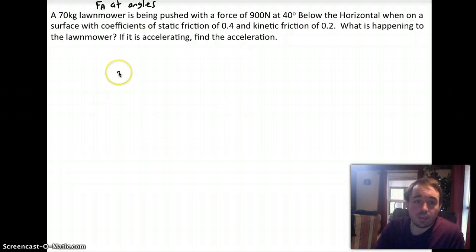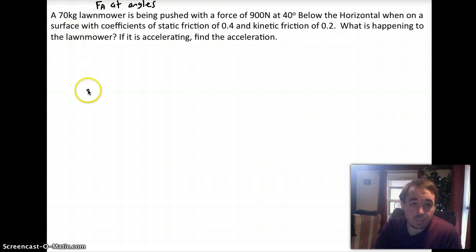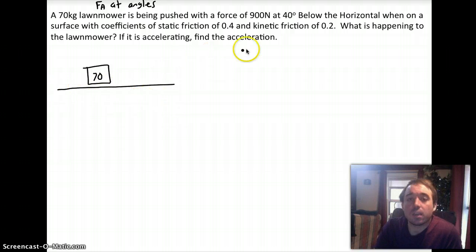So, the key thing is the difference between the drawing of the picture to understand what's going on and the free body diagram in these problems. So, first of all, just draw the picture. We have a 70 kilogram lawnmower. We don't have to actually draw the lawnmower, but 70 kilograms being pushed, so it's going to be on the ground. The lawnmower is going to be on the ground, obviously. Going to be pushed with a force 900 newtons at 40 degrees. This is a new way to classify an angle, below the horizontal.